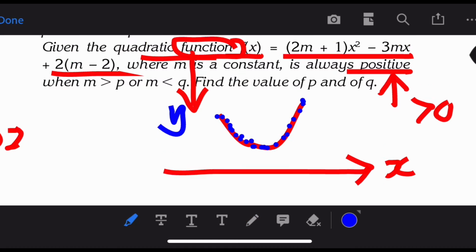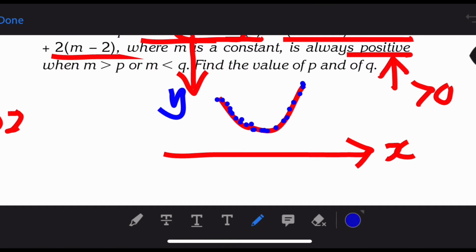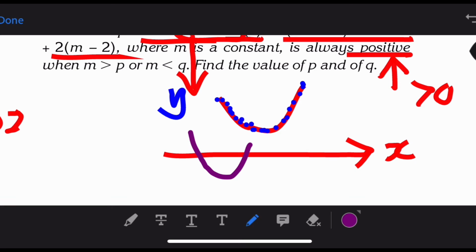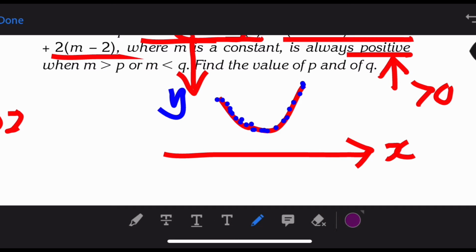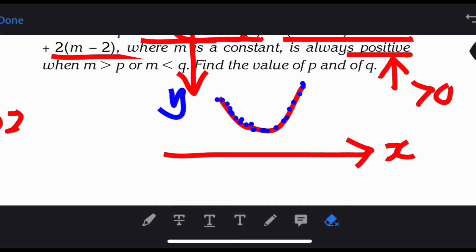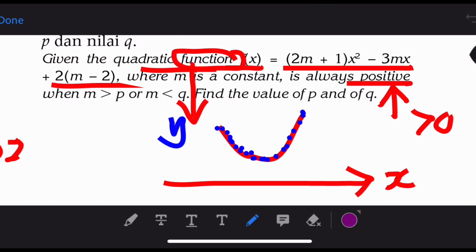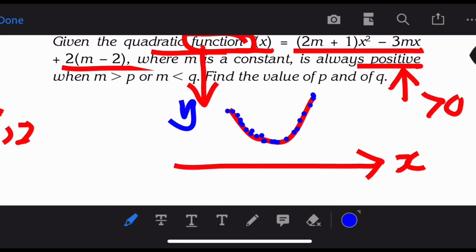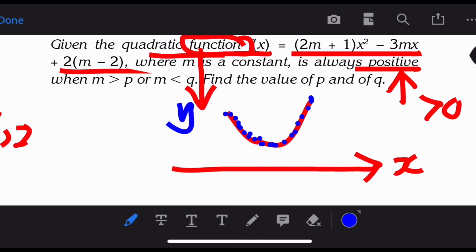So you cannot sketch like this. If you sketch like this, it means you don't understand, because for this part, the function is negative. Always positive means that you cannot fall below the x-axis. It must be above the x-axis. Even if you sketch like this, it is also considered wrong because here is not positive, right? So the concept must be right first. Basically this is your idea when you see function is always positive.